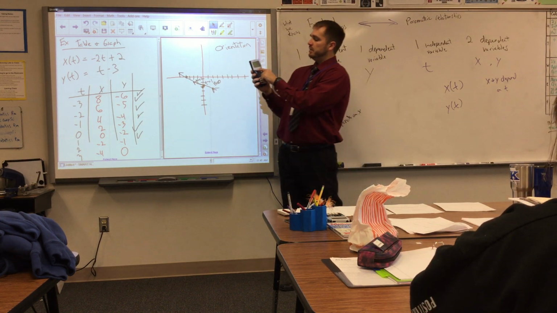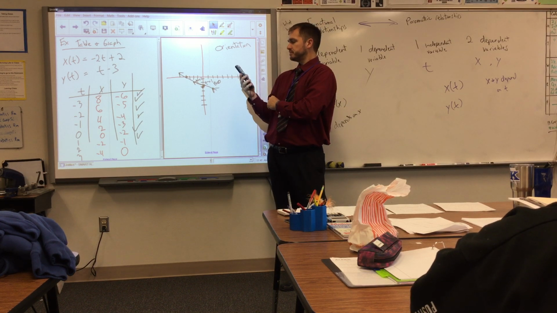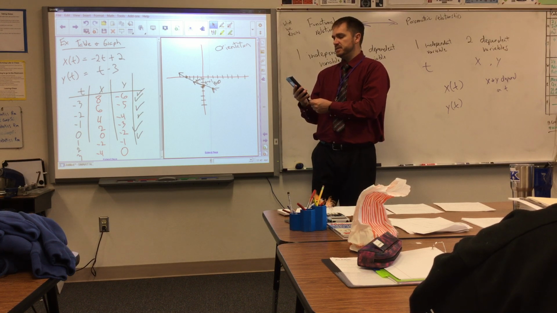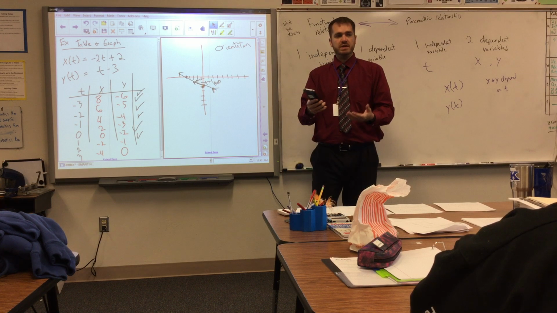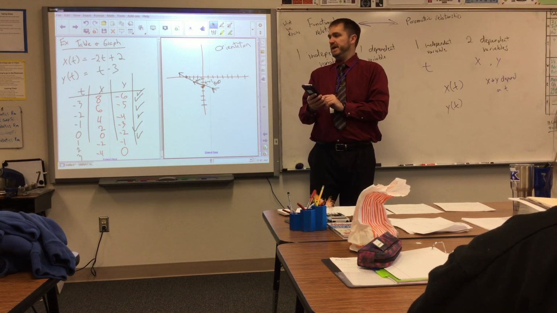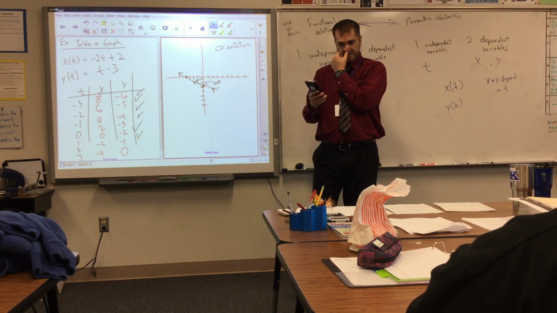So go to window. It says t min, t max, t step. If we want to look like our graph that we had a minute ago, what do we want our t min to equal? -3. Our t maximum, I'm going to make it 10. Why is mine at 3?